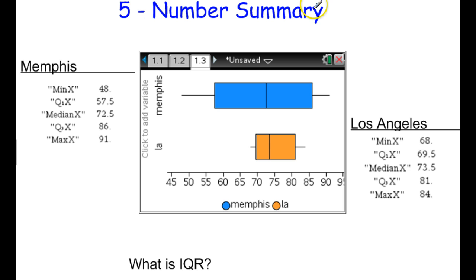So if we look at the 5-number summary, we think of the min and max, Q1, Q3, and then the median in the middle there for Los Angeles and Memphis. And I went ahead and did a box plot.